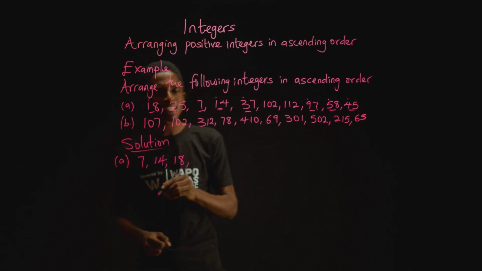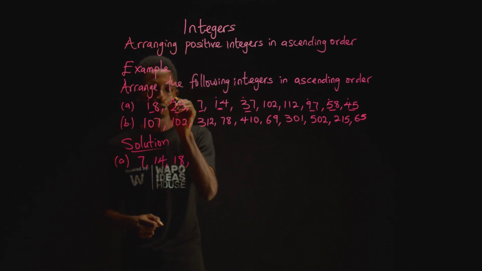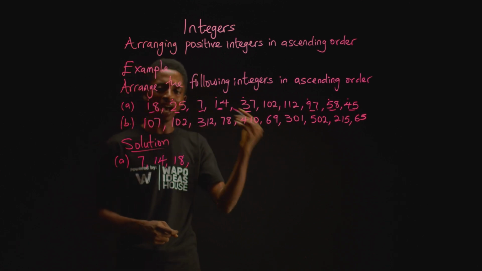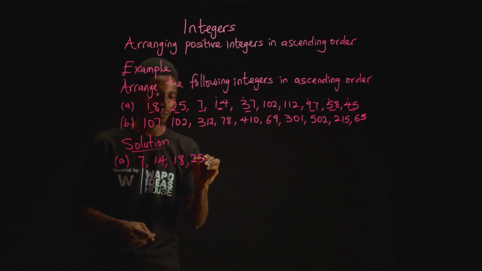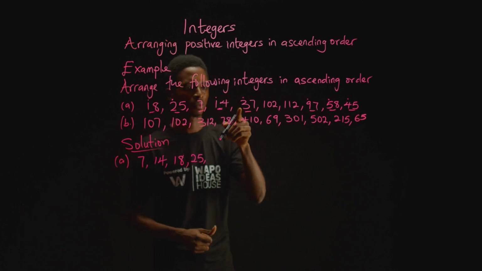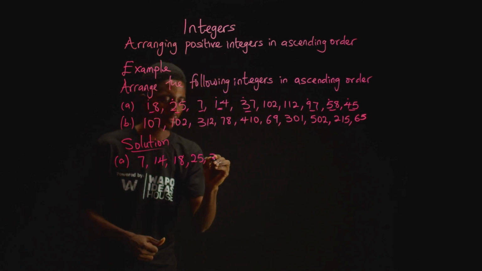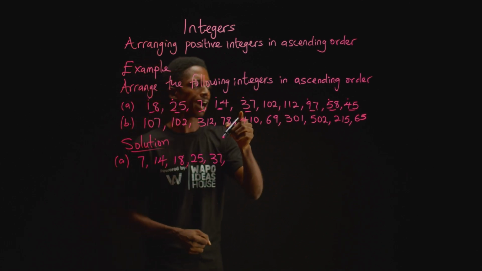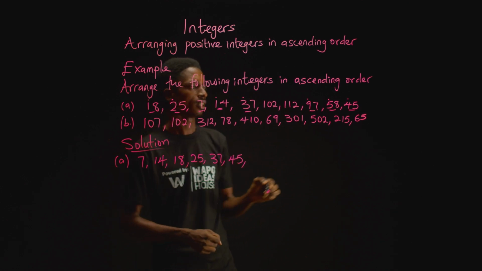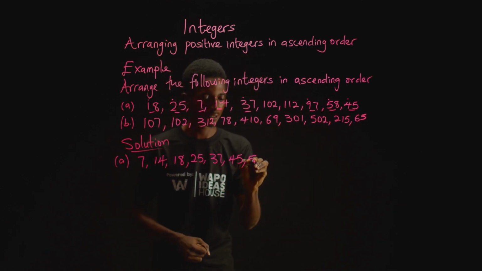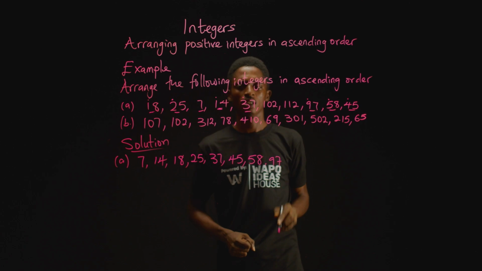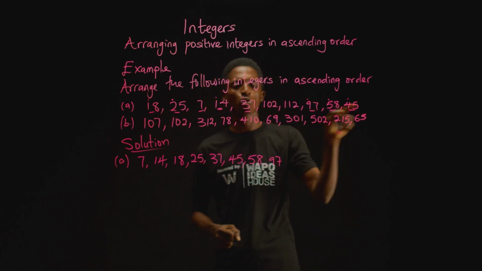Of these, the next digit we are looking at is 2 here, which comes after 1. So after the number 18, the next number of a higher value will be 25. And then after 2, we have the number 3. So that is, after 25, we have 37. After 3, we have 4. So that is 45. And then 58. And then 97. Now we have dealt with our 2-digit numbers.